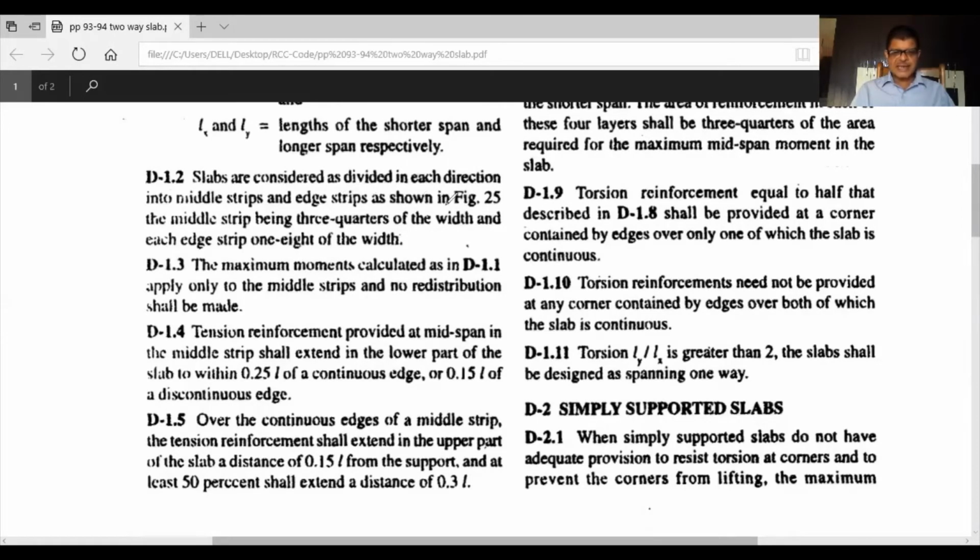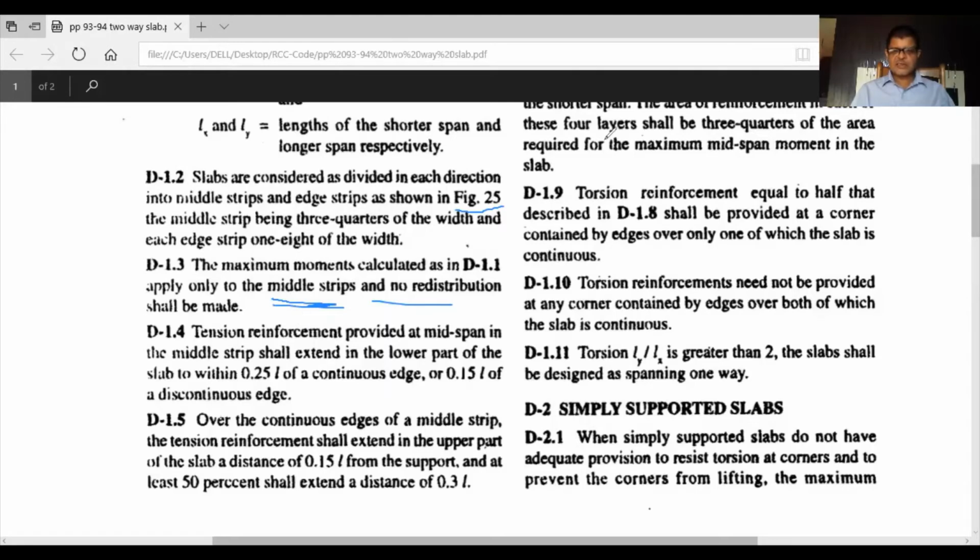as divided in each direction into middle strips and edge strips, as shown in figure 25, with the middle strip being 3/4 of the width and the edge strip 1/8 of the width. Whatever moments you have found in D1.1 will only apply to middle strips and no redistribution shall be made. So whatever spacing you find from these moments mx and my, using alpha x w Lx square and alpha y w Lx square, these steels will be provided only in the middle strips, with no distribution.